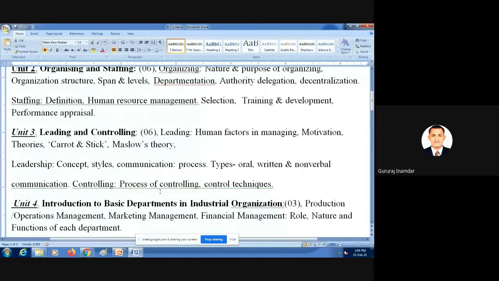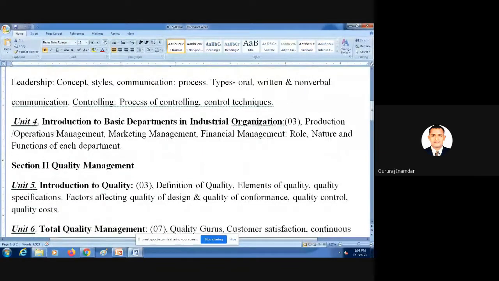And the last chapter of section first is an important introduction to the basic departments in the industrial organization. The departments are the production department, operation department, marketing department, and financial department. We have to study the role, nature, and function of each department. In the practical session also, we have to solve case studies. This is a very interesting subject. So this is about the first section. Now the second section is quality management.